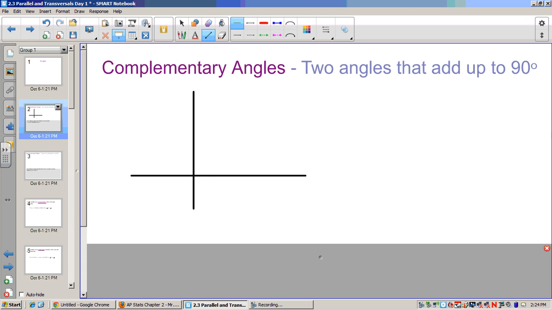One is if we have two lines that are perpendicular, they cross at 90 degrees. And so if I cut that angle with another angle, say this angle is 20 and this angle is 70, these are complementary angles. However, complementary angles don't always have to be right next to each other.